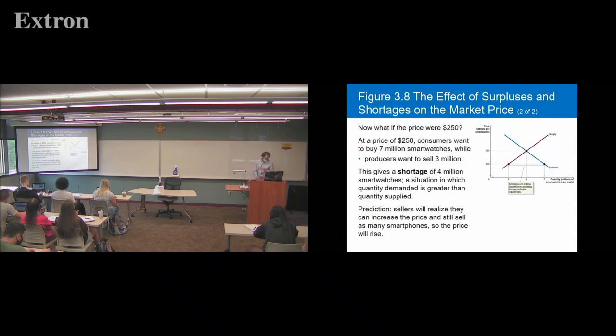Okay. So now let's look at the opposite situation, when there's a shortage of goods. Say firms don't know the equilibrium price, they don't know it's $350. So say they set the price of smartwatches at $250. When they do that, trace out the demand curve: 7 million smartwatches are demanded by consumers. At the price of $250, a lot of people are willing to buy smartwatches. But if you look at where the $250 crosses the supply curve, only 3 million smartwatches are made by firms in the rest of the market.